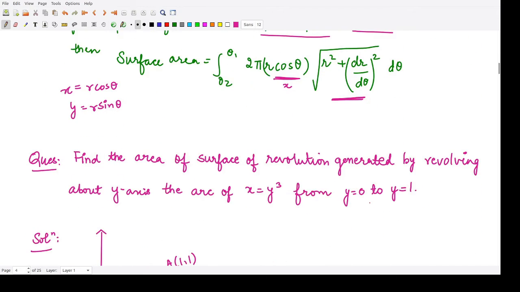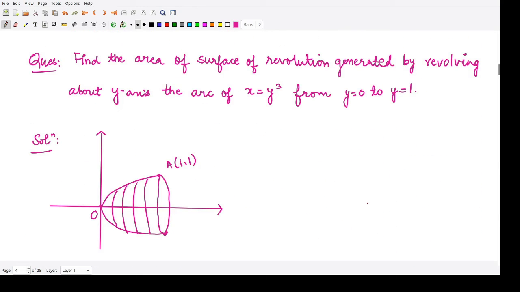So next let me discuss one question with you. The question says, find the area of the surface of revolution which is generated by revolving about the y-axis the arc of this curve. This curve is given to us, x is equal to y cube, and the limits are given from y varying from 0 to 1. So what would be the surface area?